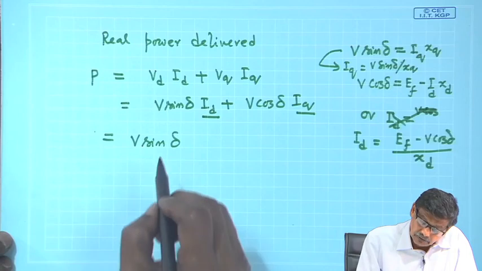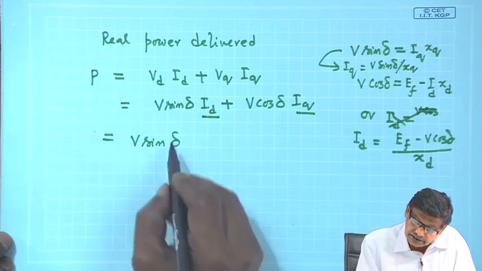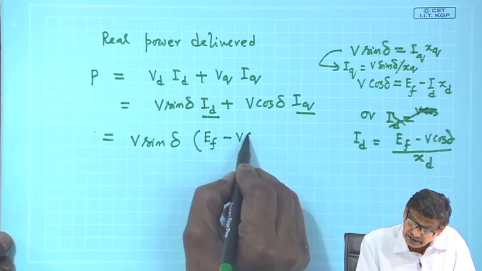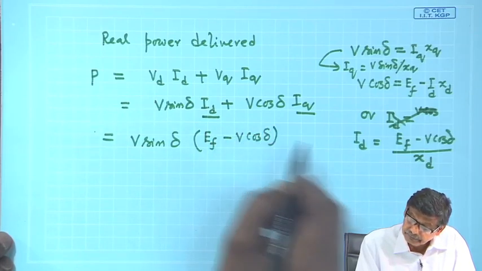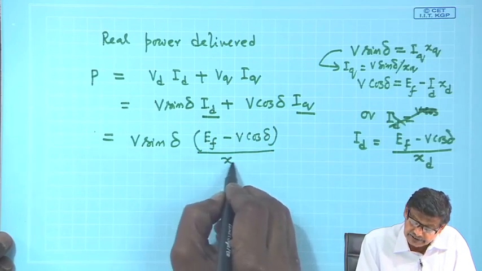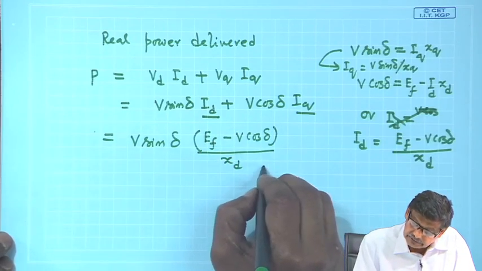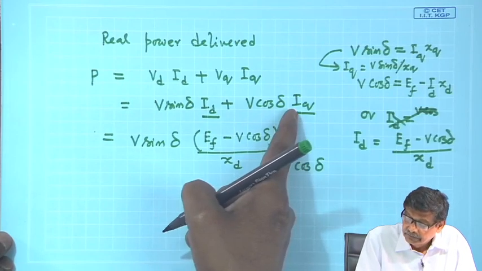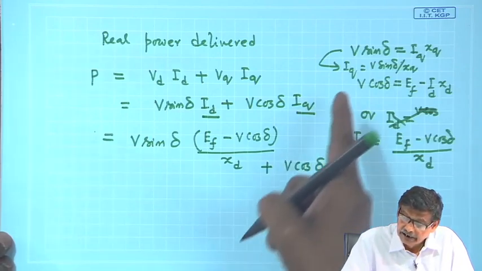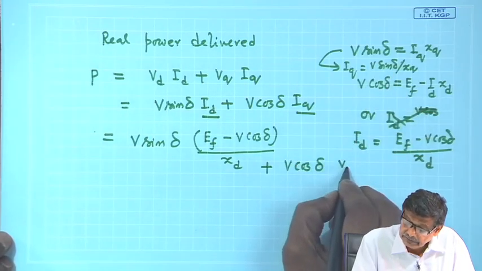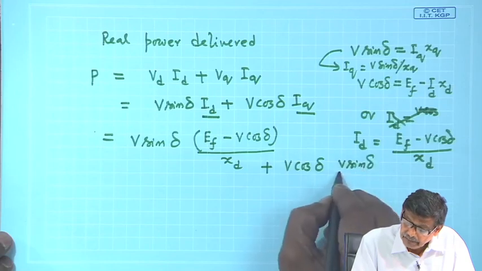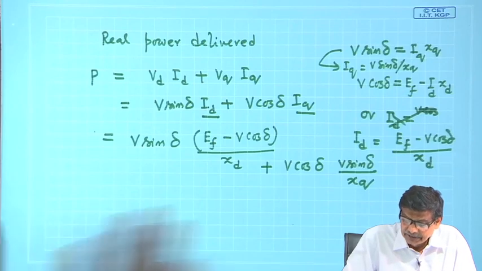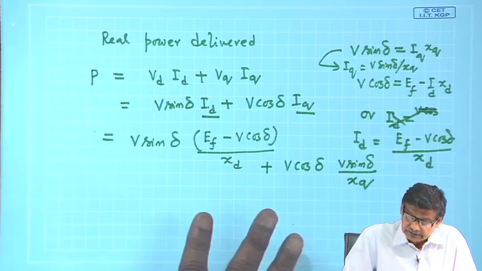Okay? So V sin delta into ID, that will be equal to (EF minus V cos delta) divided by XD, plus V cos delta into IQ. And what is IQ? IQ is V sin delta by XQ, that is all. So, now in the right hand side, everything is known.